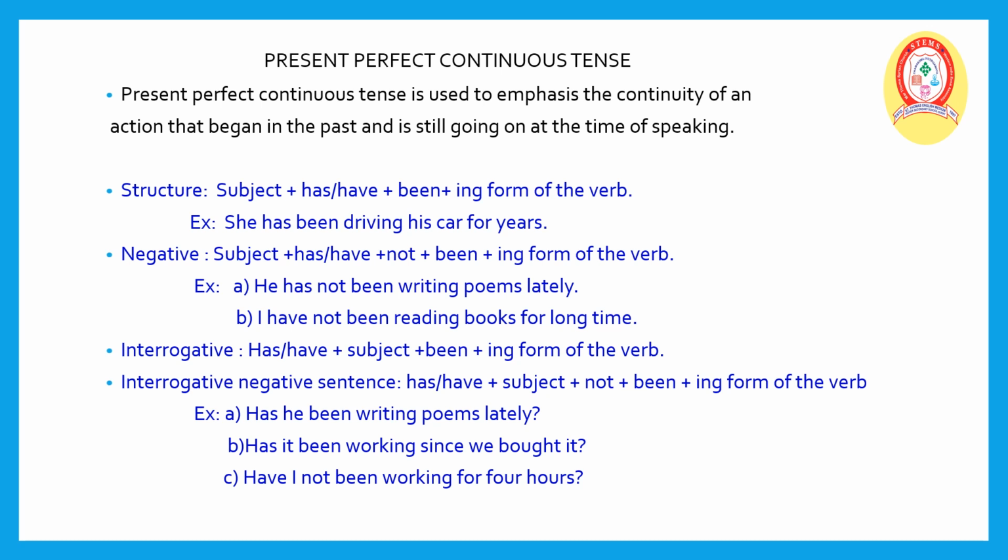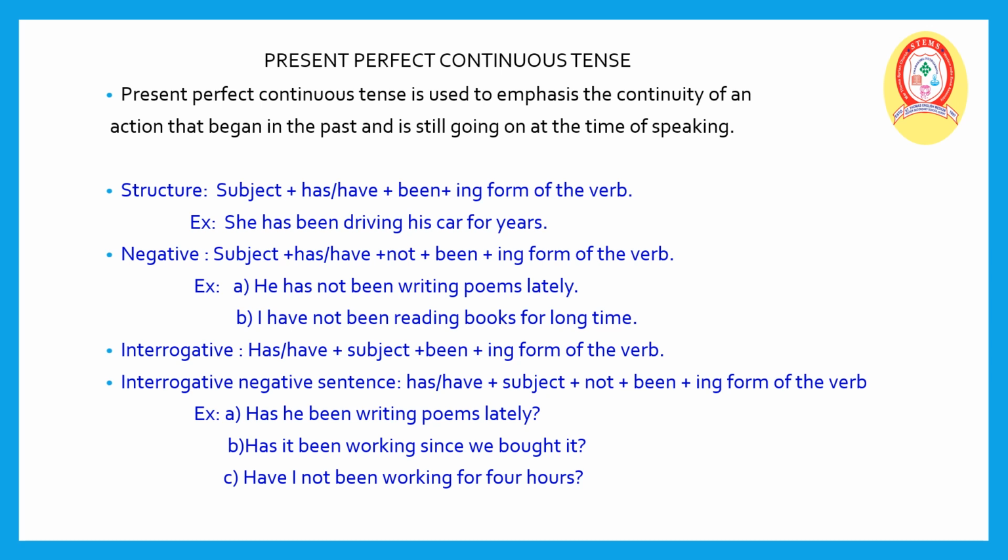Been driving, present perfect continuous tense. To show that, we use been plus the ing form of the verb. Driving is the ing form of the word drive. She has been driving his car for years, which means she used to drive the car before and also now she is driving his car.